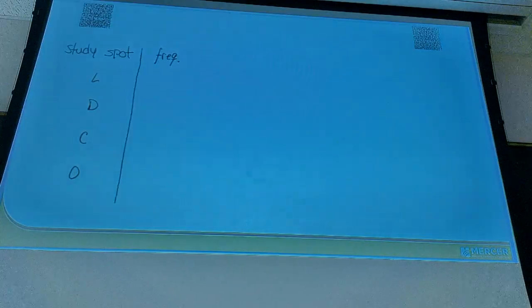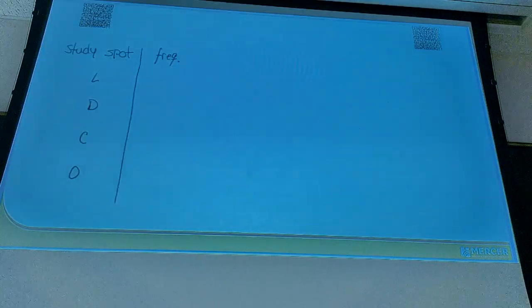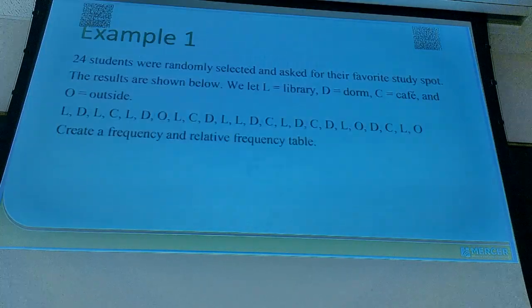Frequency for each category. This is where it gets tedious, especially if it's a large collection. 24 isn't too terrible. But we'll be looking at that earthquake data set again. That is almost 2,500 data points. You have to actually count how many times each data point occurs. So we have to count, for instance, for the library, how many times did library occur? 6, 7, 8, 9.